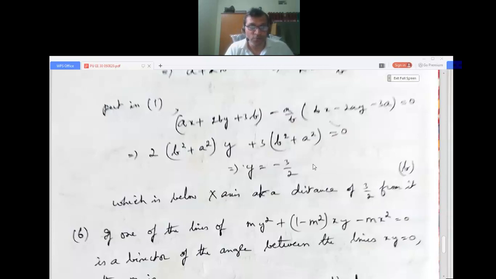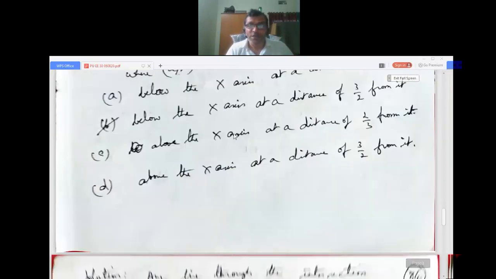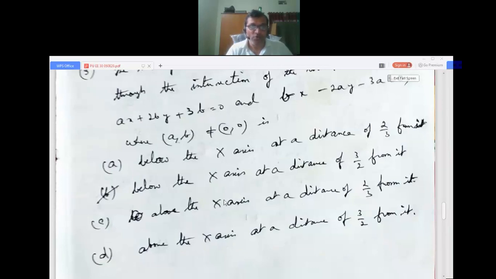y equals minus 3 by 2. So y is equal to minus 3 by 2 means it is negative, so below the x-axis. The equation of the x-axis is y equals 0. y equals minus k is the equation of a straight line parallel to the x-axis, k units below. So this is the equation of a straight line at a distance of 3 by 2 units from the x-axis but below it. So the second option. I hope you followed.